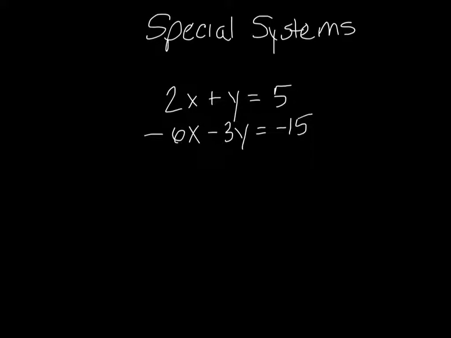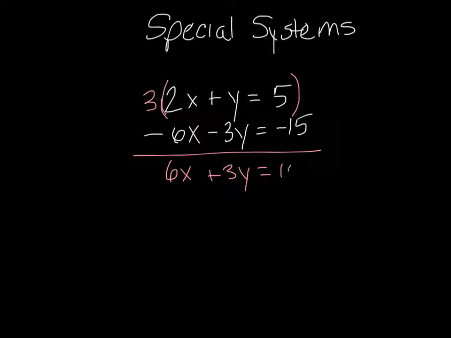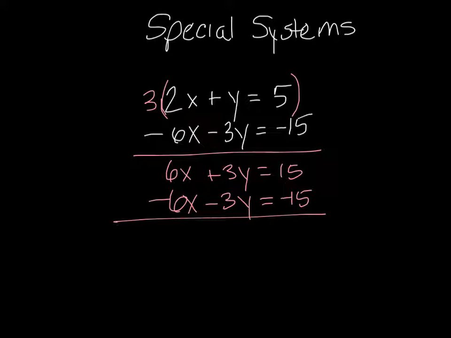But here, if I solve with elimination, I'm going to cancel out my x's. So I'm going to multiply the top one by 3, because then I'll get a positive 6x, which will cancel with the negative 6x. So I multiply through by 3, so I get 6x plus 3y equals 15. And then I go through the bottom and I get negative 6x minus 3y equals negative 15, just rewriting the bottom. And then I put these together.